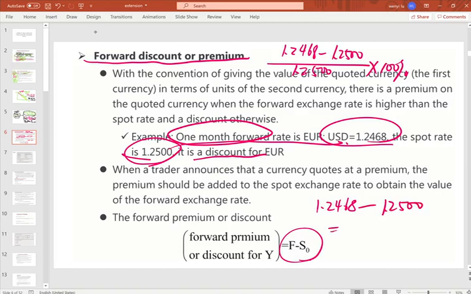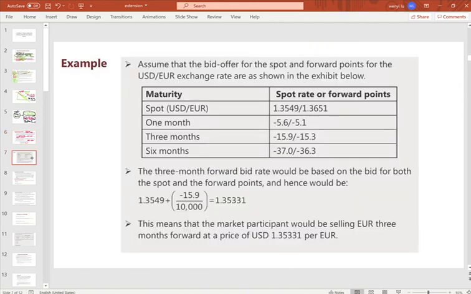You can see the difference is negative. Negative means a forward discount, meaning the forward offers you a rate less than the spot rate. Our currency depreciates, for the euro. For €1, you get fewer dollars 1 month later, based on today's market. Let's look at one question.